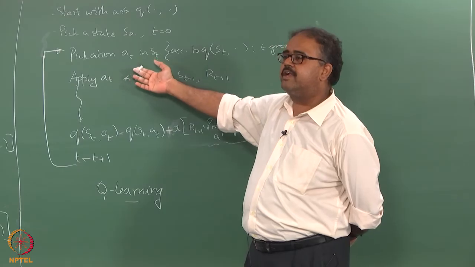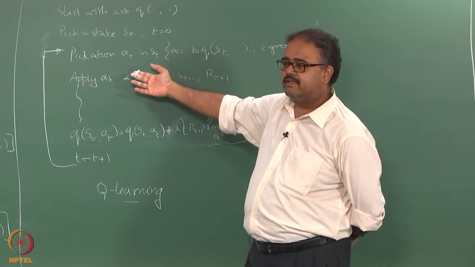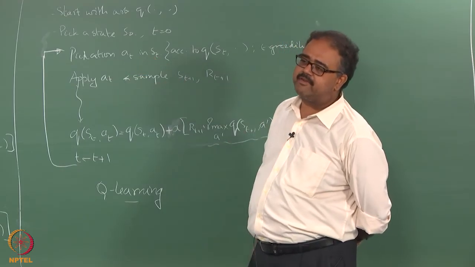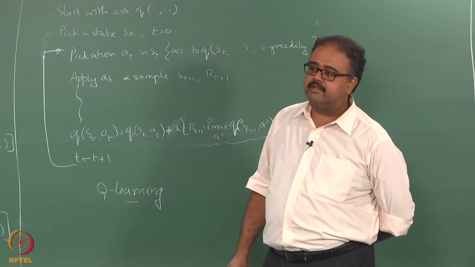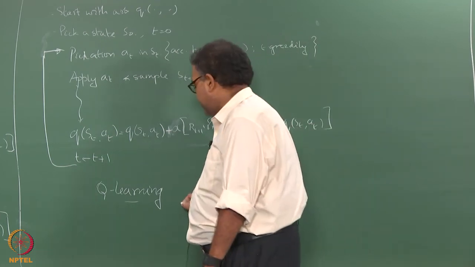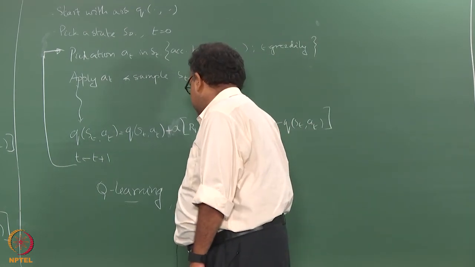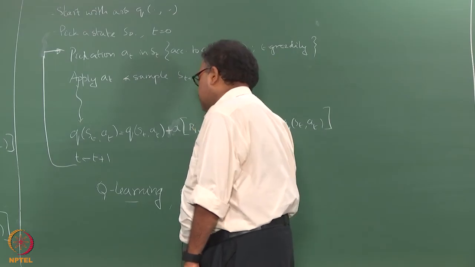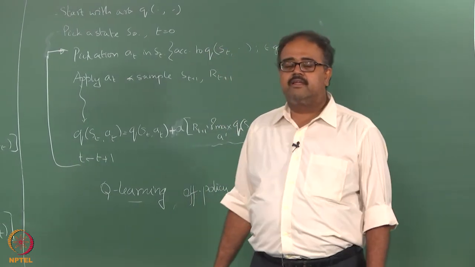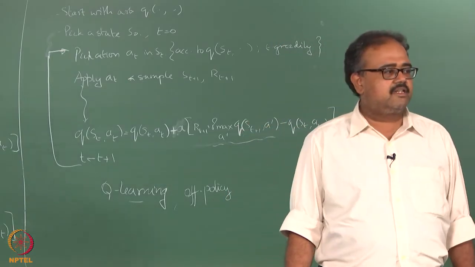Because it ignores the exploratory policy completely. You can actually have your agent behave completely randomly and still learn the optimal policy in Q learning. In fact, that makes Q learning an off policy method, right. You can do arbitrary exploration and still learn the optimal policy.